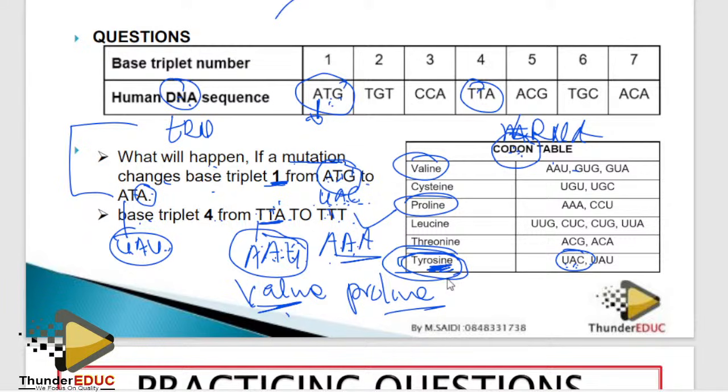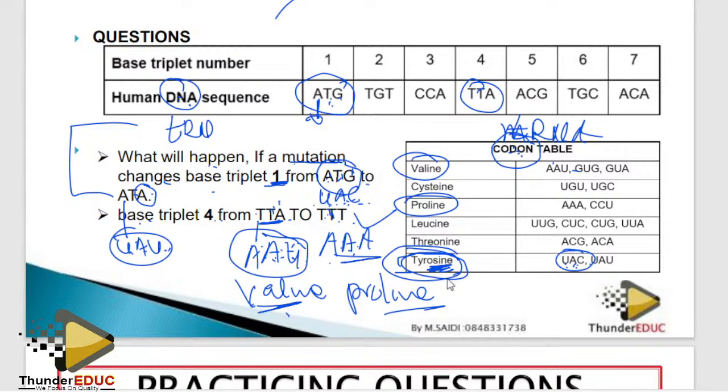A different sequence of DNA will lead to a different sequence of messenger RNA, which leads to a different sequence of transfer RNA with its amino acids, which leads to a different protein. That's the third scenario. The first scenario, it might not change the protein.